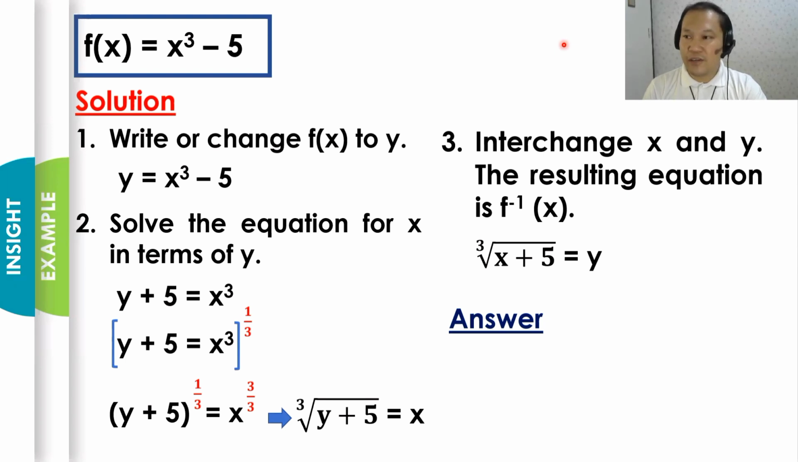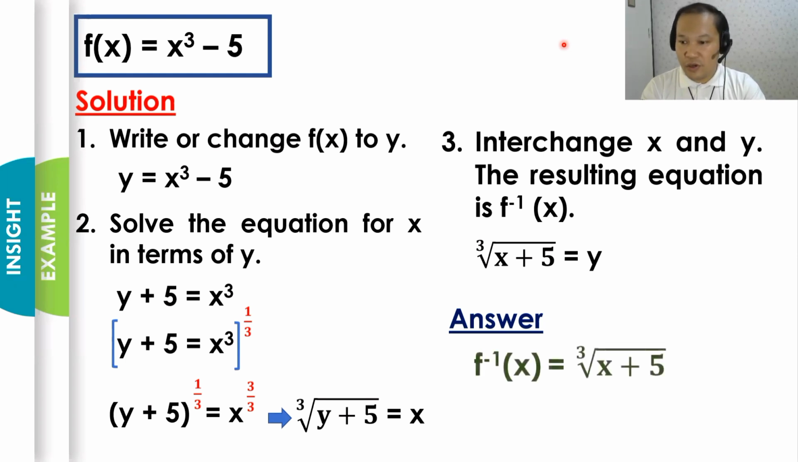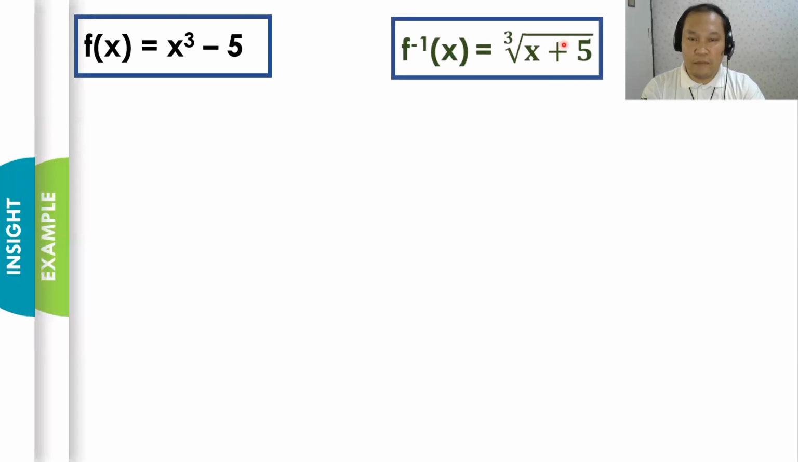And the given function is a cubic function for the reason that our degree, or the variable's exponent, is equal to 3. If we are going to get the inverse of the given function, following the three-step rule, the inverse will be the cube root of x plus 5. Now, the question will be, what is now the domain and the range of the given function and its corresponding inverse?